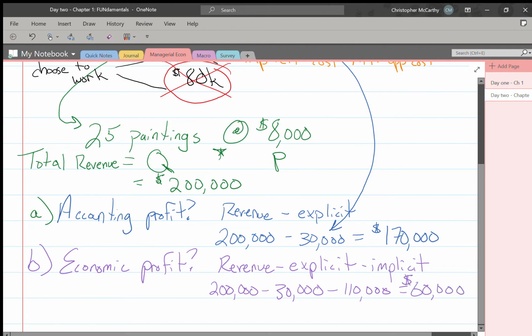So what is this telling us? This is telling us that this is the best use of Janet's time. That Janet is recouping that opportunity cost, right? She's getting that 110,000 that she's giving up, and she's getting $60,000 above and beyond that. So we would say that she's enjoying abnormal economic profits.